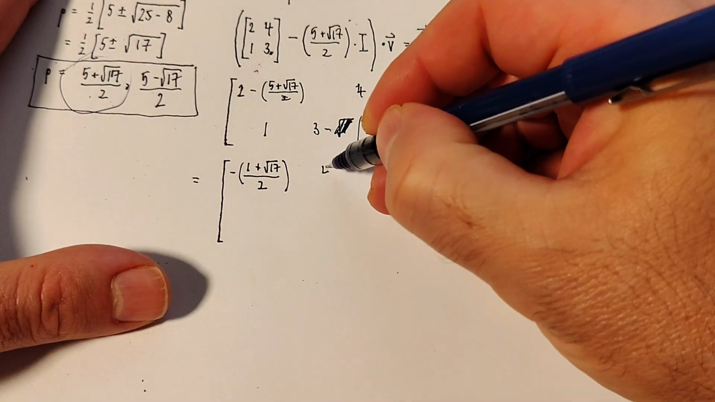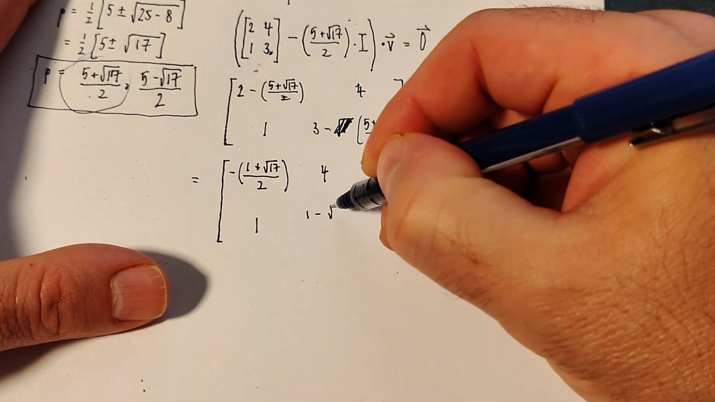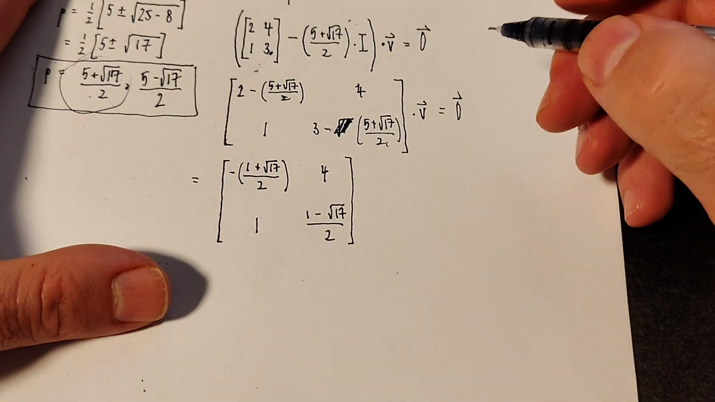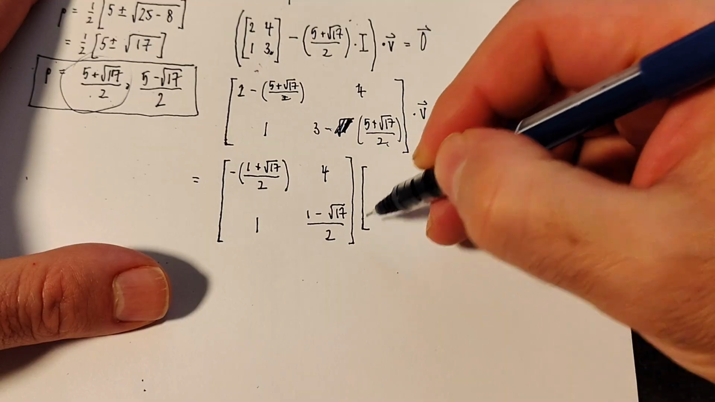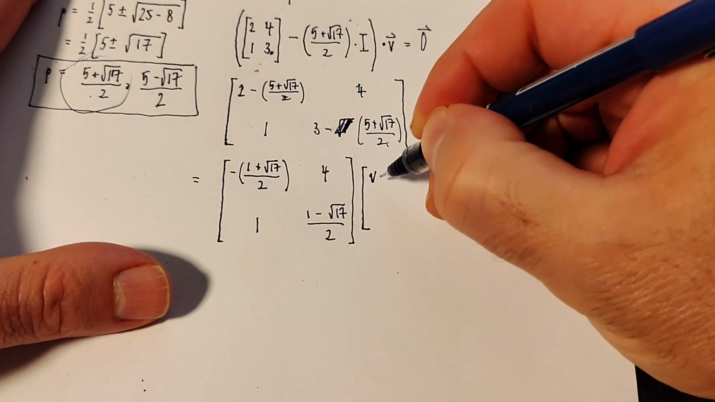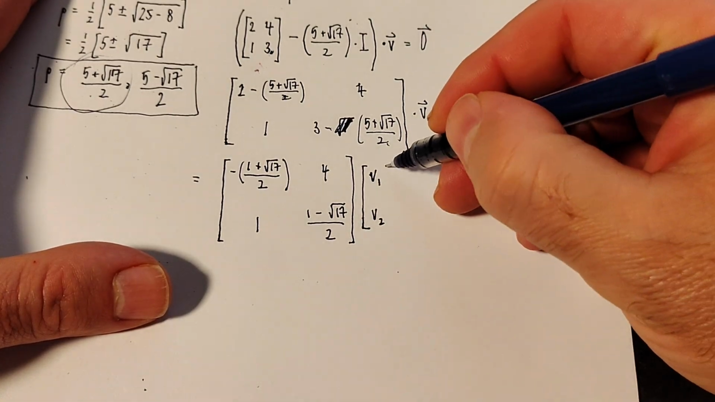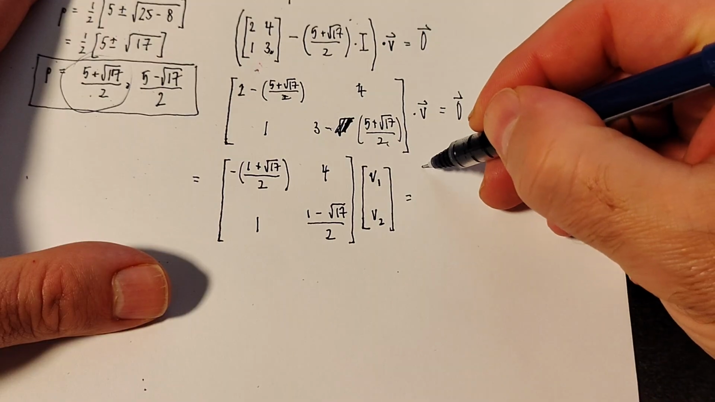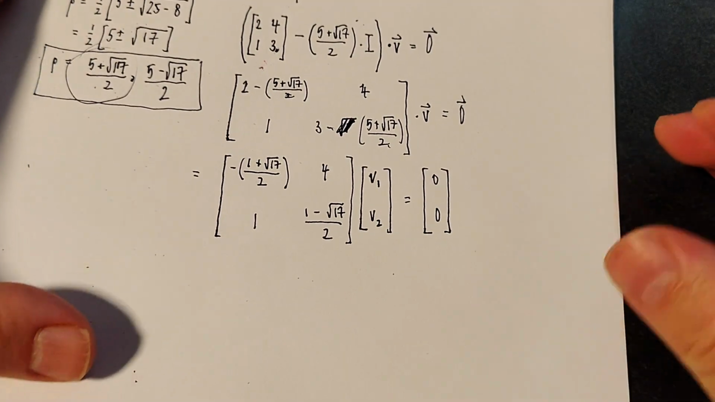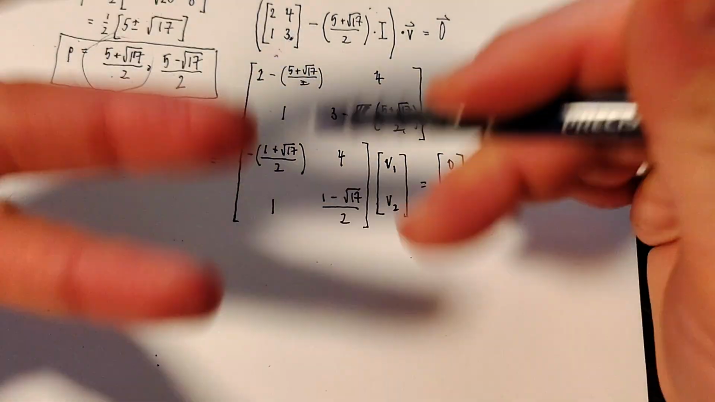And then we have 4, 1, and then here we're going to have 1 minus root 17 over 2 times some eigenvector v, which we can just write in the variables, equals the 0 vector, which is just going to be equal to this vector here. Okay. So all we have to do is literally multiply this out and use algebra.